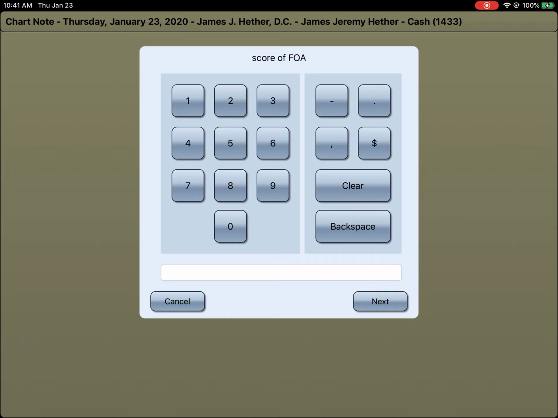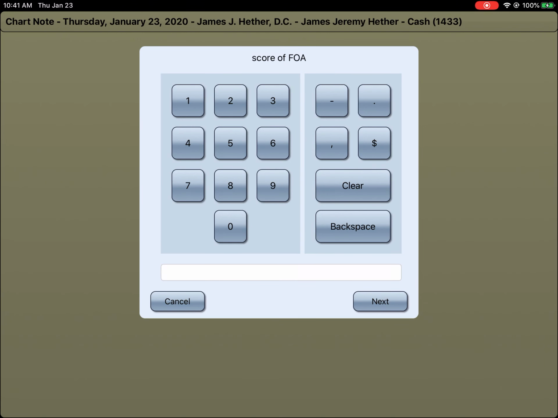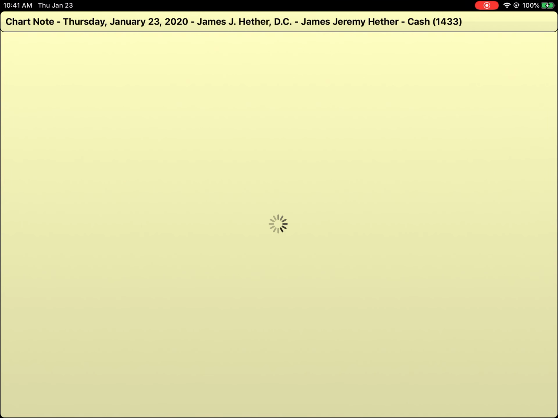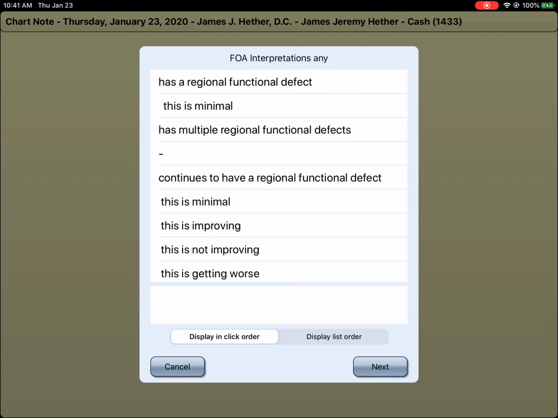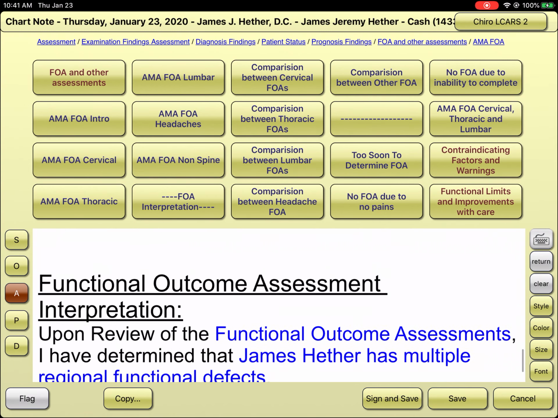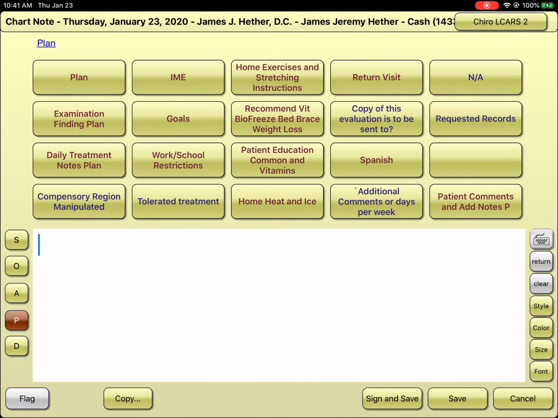And after the patient answered these 15 questions on a scale of 0 to 10, I can put down that their score was 25 for the neck, 26 for the thoracic spine, and my interpretation of this functional outcome assessment told me that the patient has multiple regional functional deficits. So that also means the need for care. From there, we can go under other functional tests or any contraindicating factors, but we're done with our assessment.